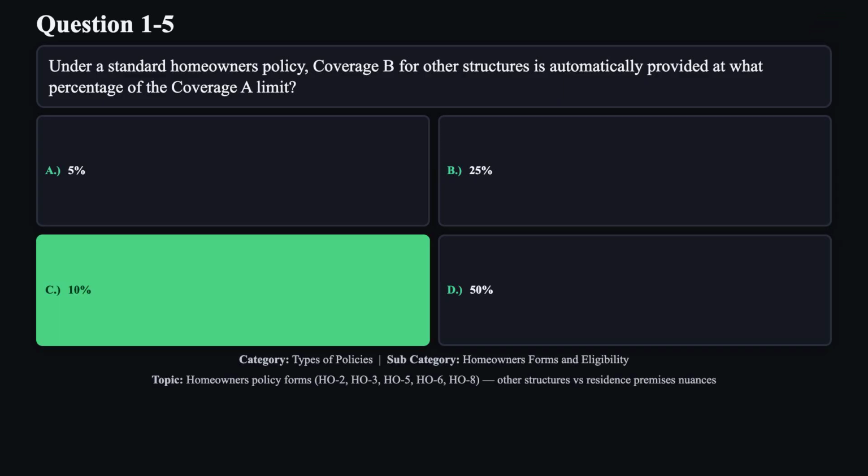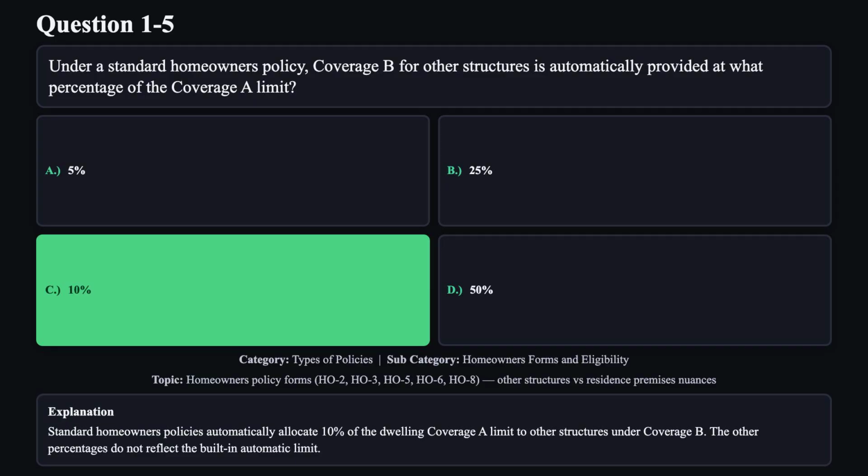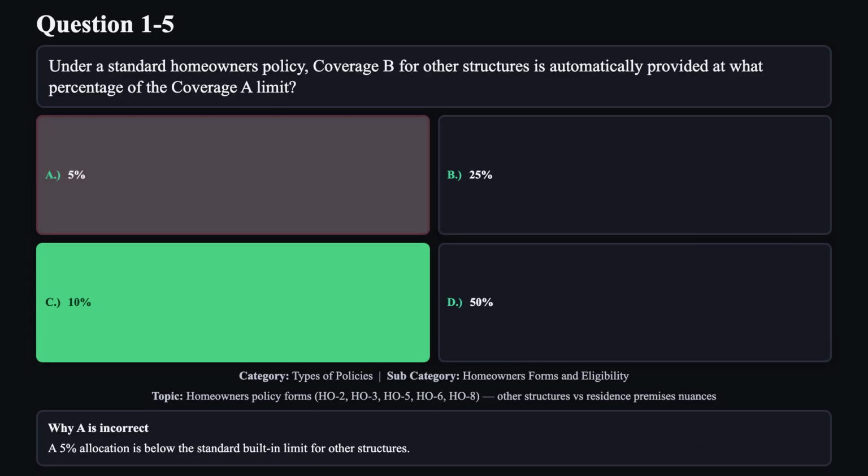The correct answer is C. Standard homeowners policies automatically allocate 10% of the dwelling coverage, Coverage A limit, to other structures under Coverage B. The other percentages do not reflect the built-in automatic limit. Reason A is not correct. A 5% allocation is below the standard built-in limit for other structures.